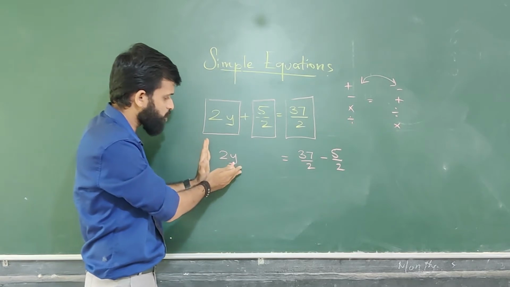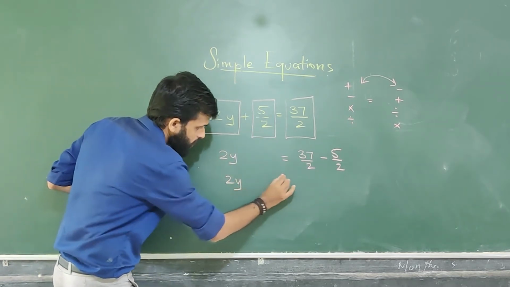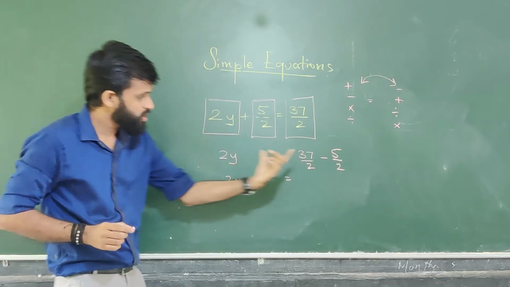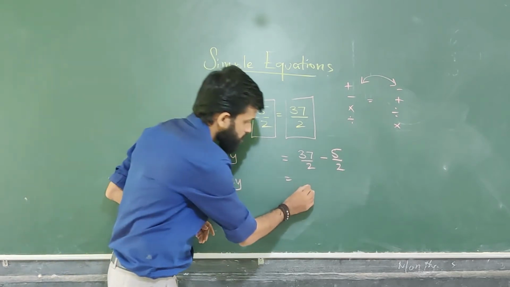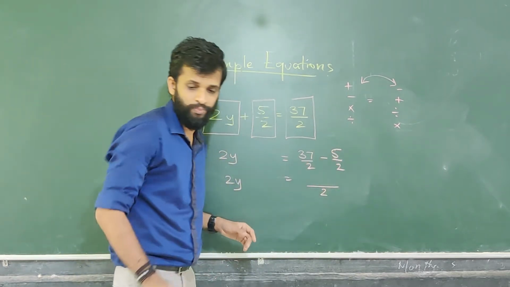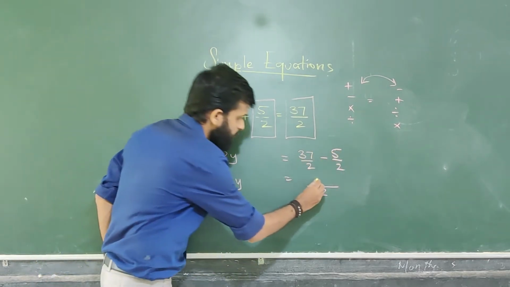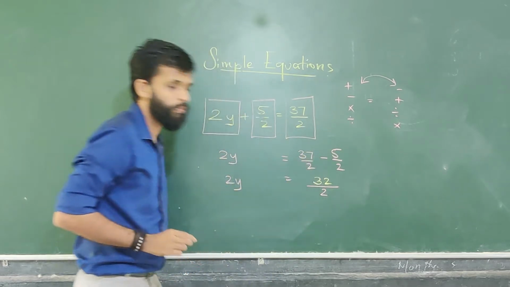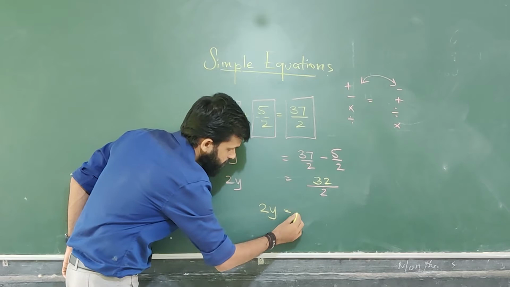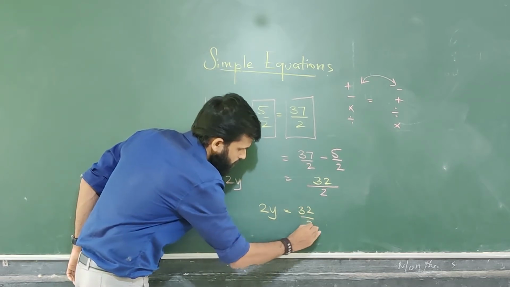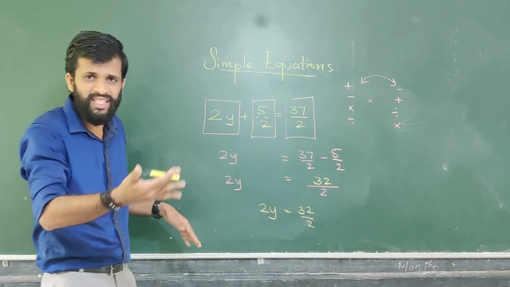Now I'm left with 2y is equal to all this stuff. Since my denominators are the same, I can write it once, so this will become 2, and 37 minus 5 will give me 32. Now my equation has become 2y is equal to 32 upon 2. In case you can cancel it, you can; otherwise you'll cancel it after some time.